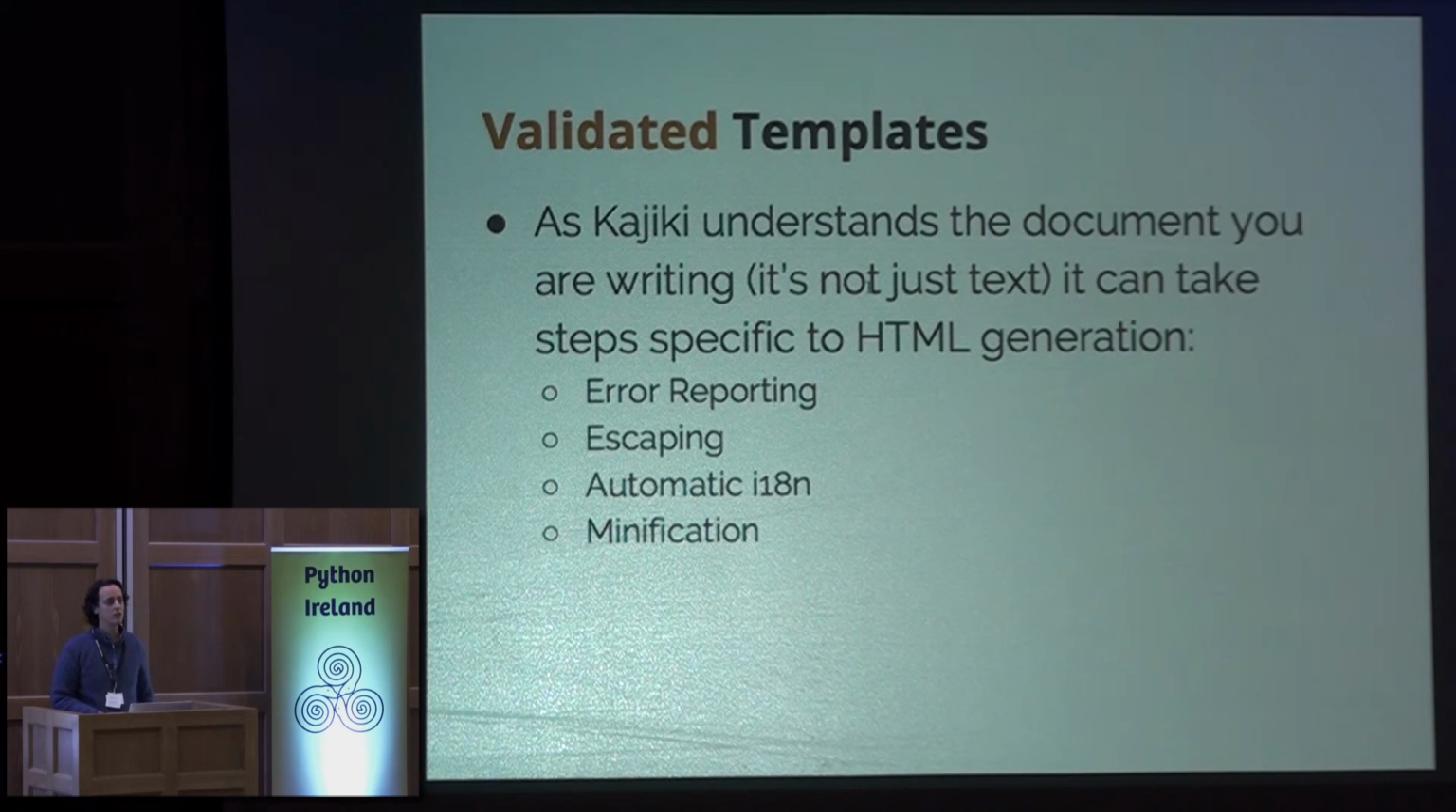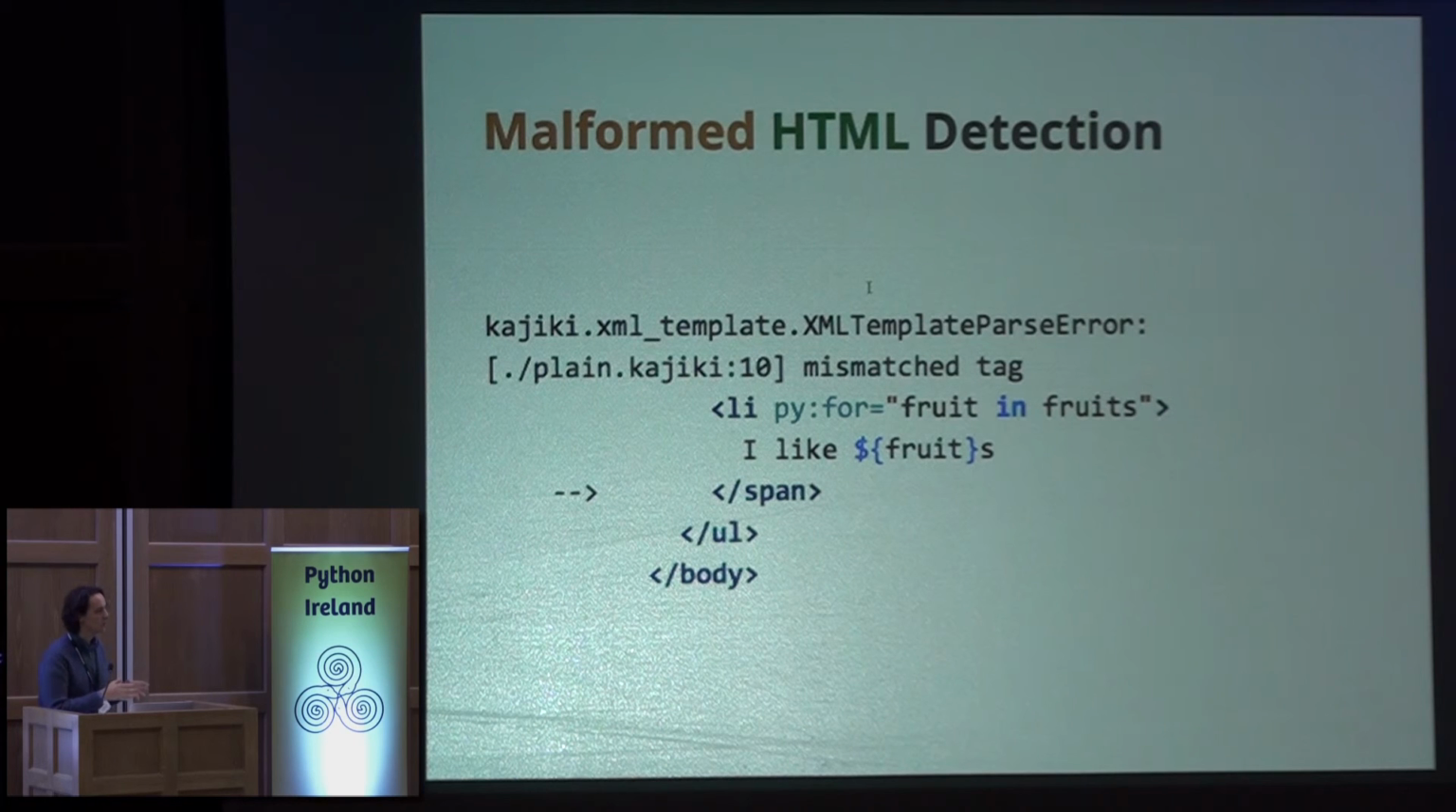And another good thing is that as it uses an HTML parser, it works with perfectly validated templates. So if my template is not well formed, like in this case, where I opened a list item and I closed a span, Kajiki will tell me, hey, you closed the wrong tag. See, it said mismatched tag. You opened the list item and you closed the span item. This is something that no other template engine apart from Genshi does, and which is usually very good because it's something that you only discover at runtime when you deploy your application and you see, hey, why is the web page broken?